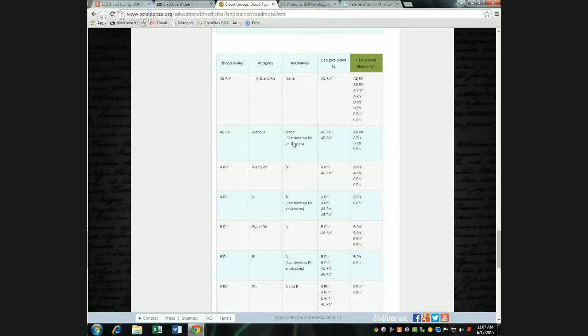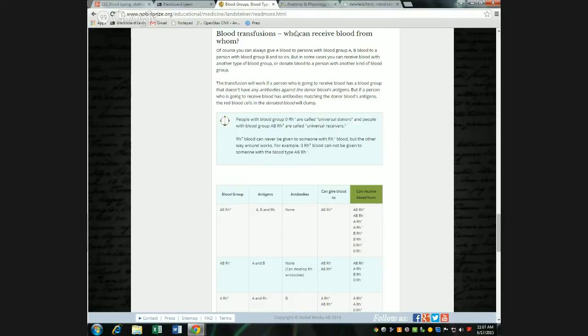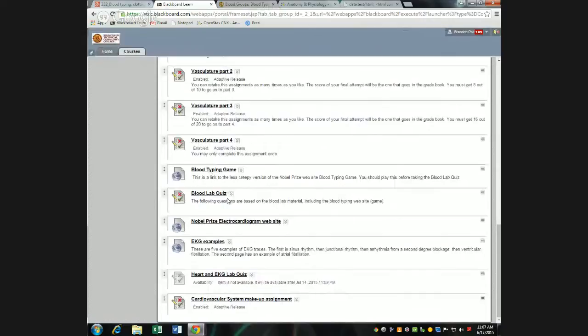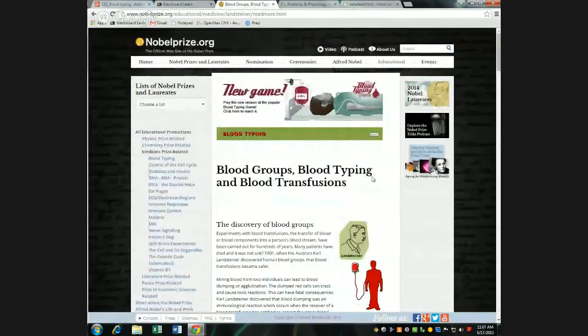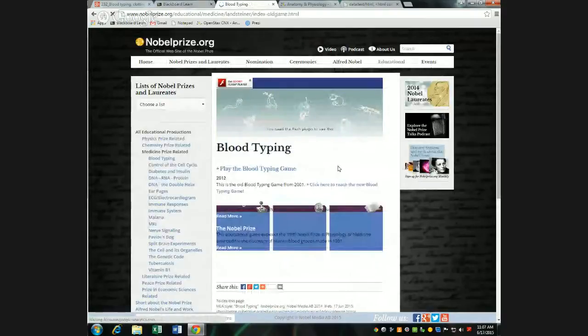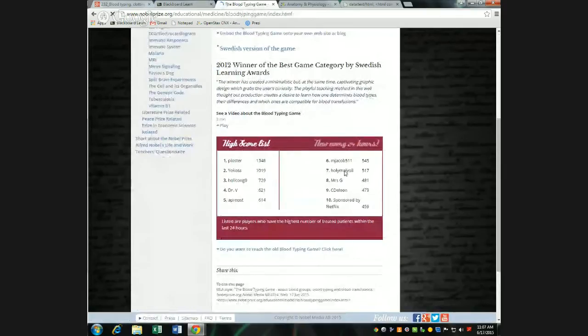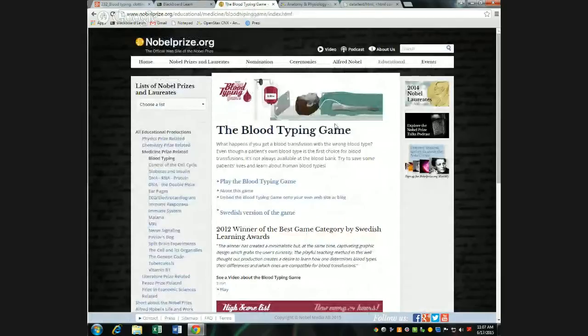Anyways, so this is just a little bit more explanation of things if you want to go in to look at it. Use the link to the blood typing game that's here. If you go to nobelprize.org and look up blood typing, it'll take you to this page, and if you play this version of the blood typing game, it won't work. Okay. Now it'll work. It's a great game.